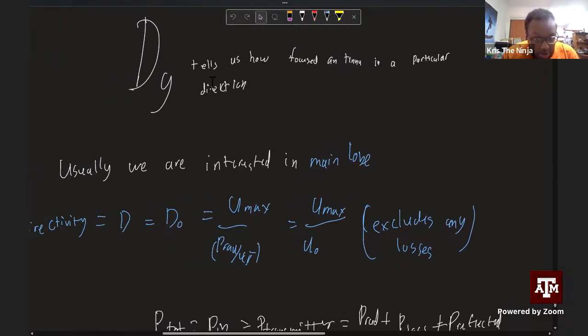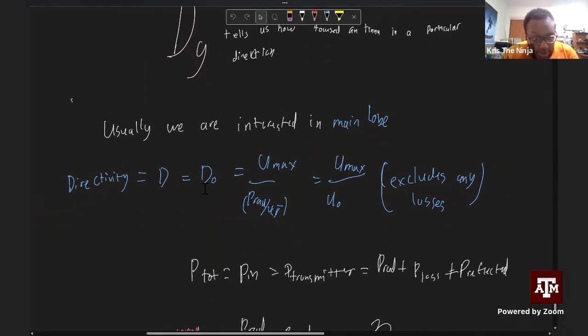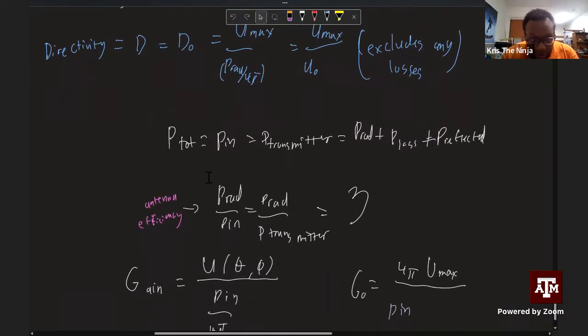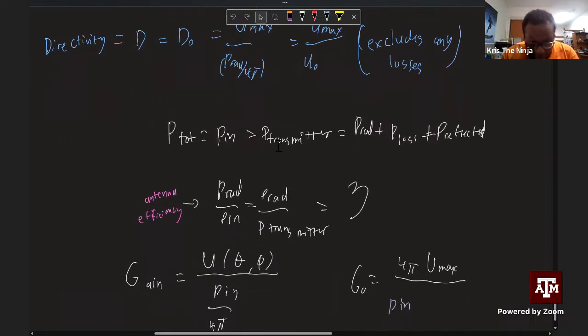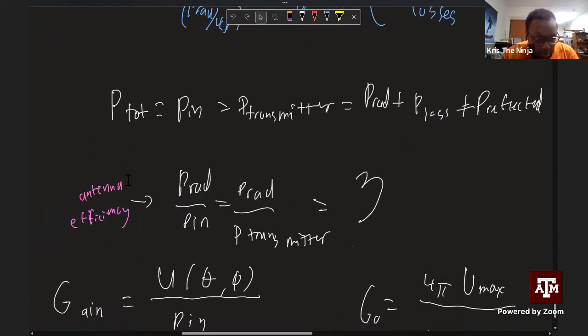And we usually are interested in the main lobe. So directivity, D naught, is U max over P rad over 4 pi, or U max over U naught. And it excludes any losses. P total is P in minus P reflected, so P rad plus P loss plus P transmitted or P reflected. That gives you the P total.